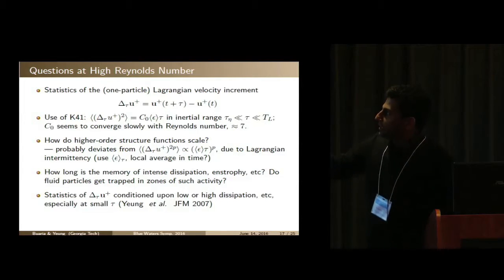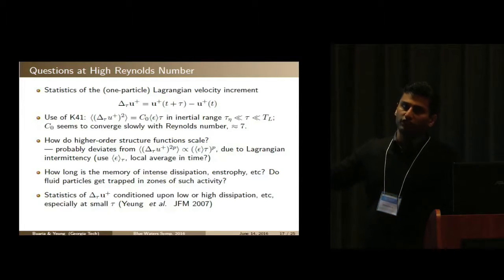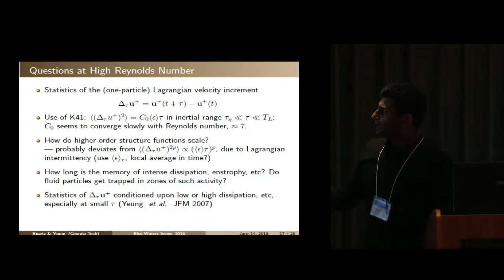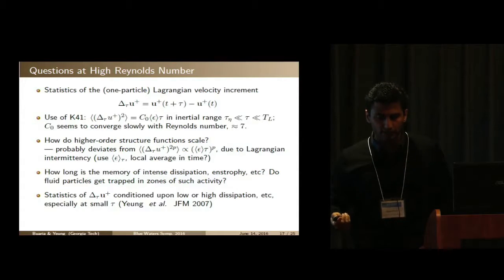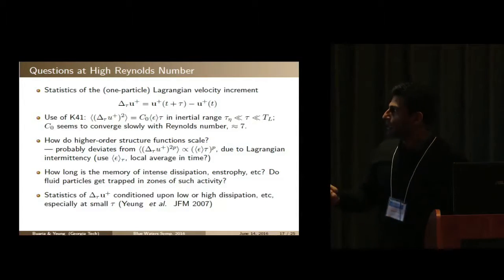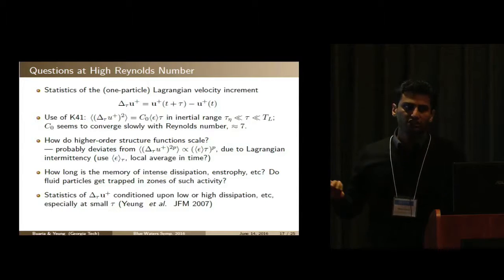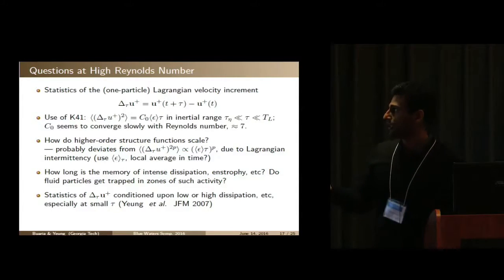And then the next question is how do these higher order structure functions scale? One way of looking at what I was talking about regarding the extreme events before is to look at these structure functions conditioned on the extreme values of dissipation and enstrophy.